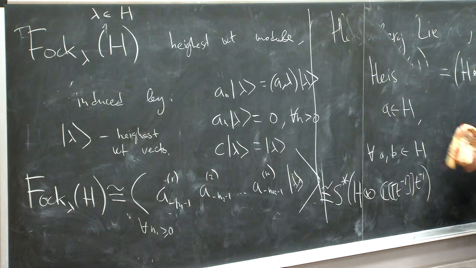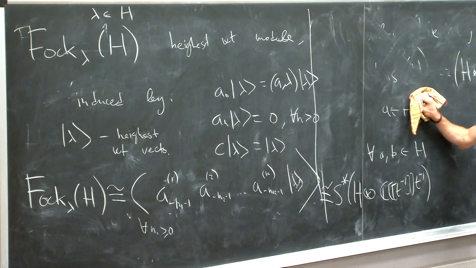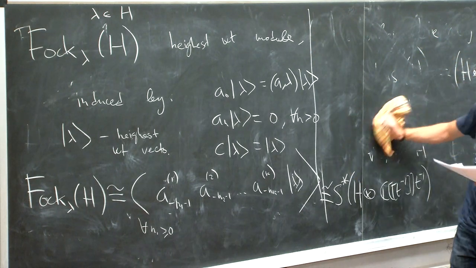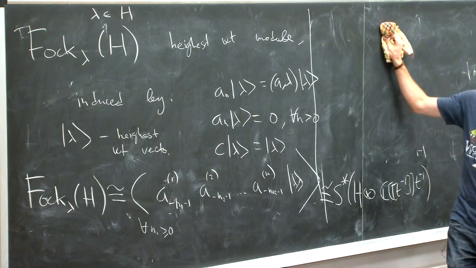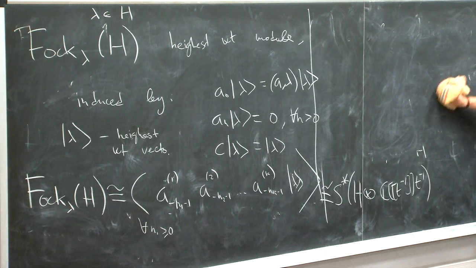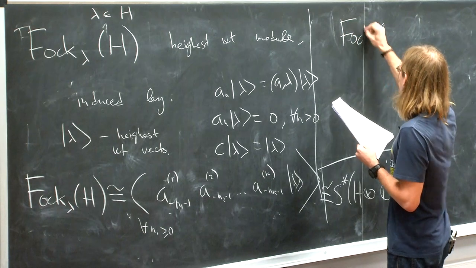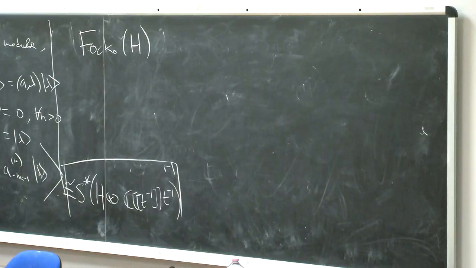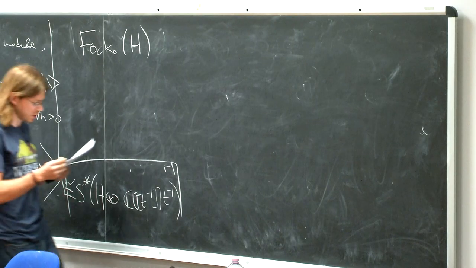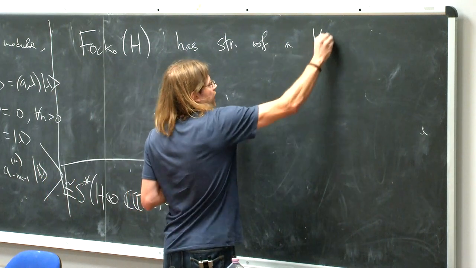For many of you, this might be a very standard thing, but as I learned, sometimes not for all mathematicians. This is actually standard for physicists. Okay, and then the statement is that the Fock space, when I take lambda to be zero, Fock_0(H), has the structure of a vertex operator algebra.